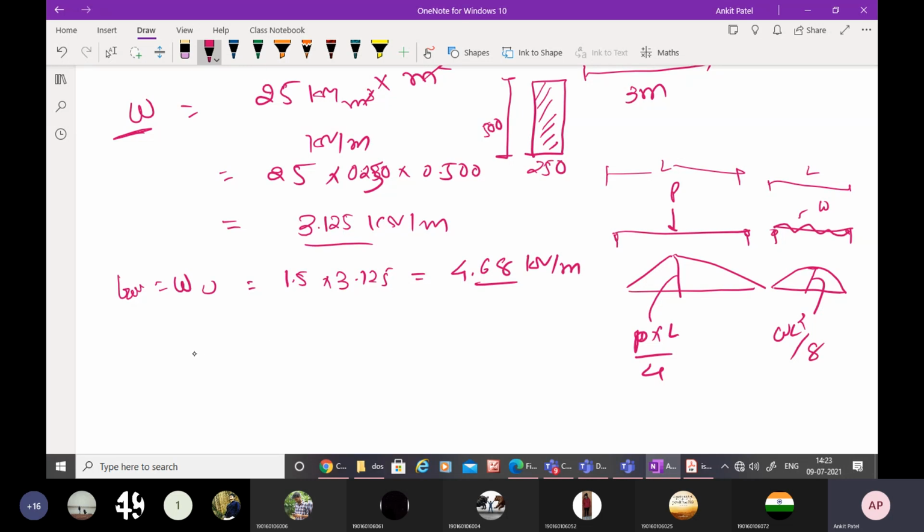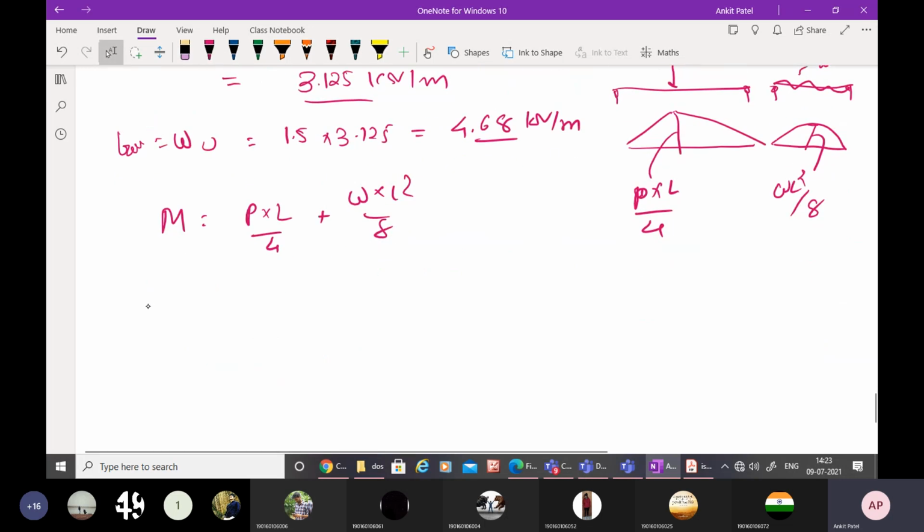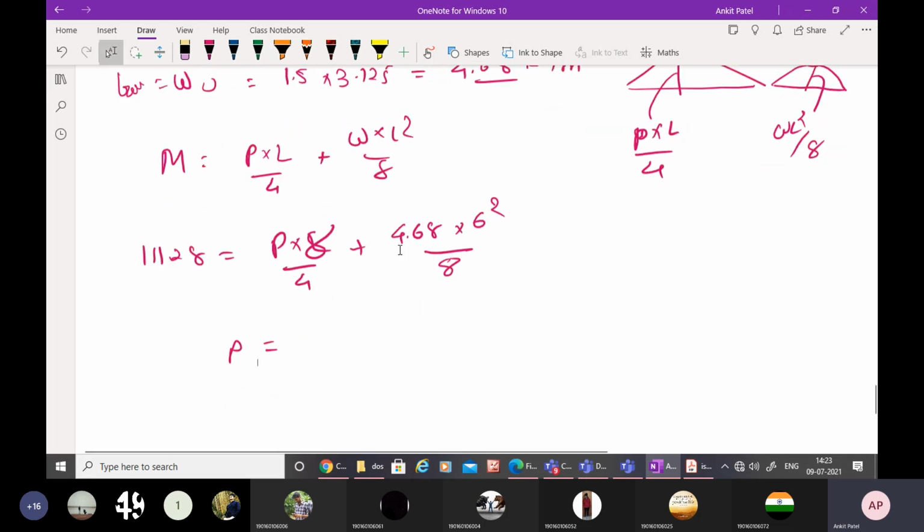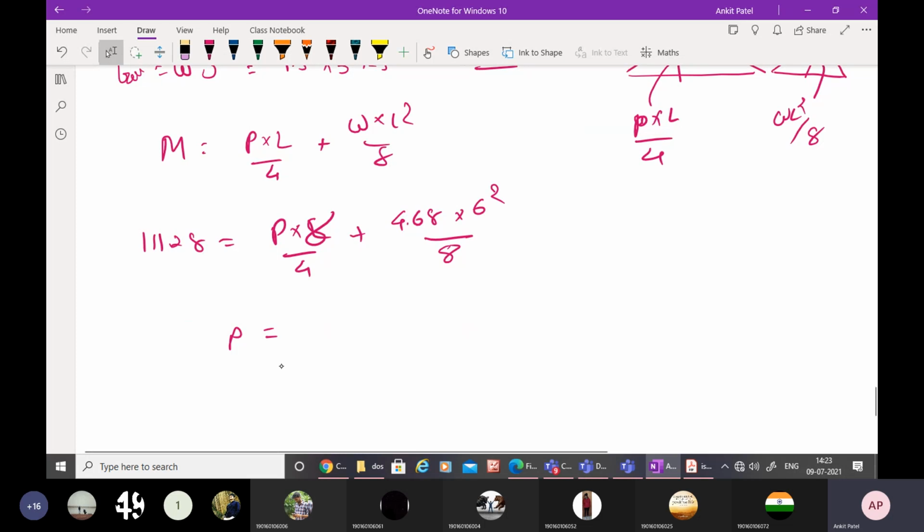So now let's write it down. Your moment is equals to P into L by 4 plus W into L square by 8. So let's find out. First of all, what is your value of M? M we have determined, that is 111.28, that is equals to P into L by 4 plus W is your 4.68, L is your 6 square divided by 8. Over here, instead of L you can write down 8. So you can give me the answer of P. What is the amount of P?